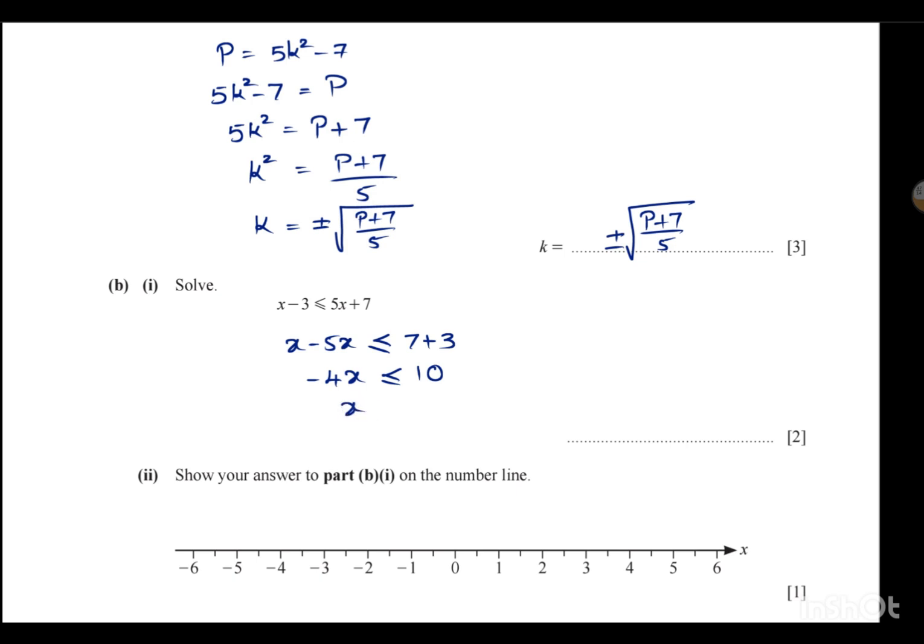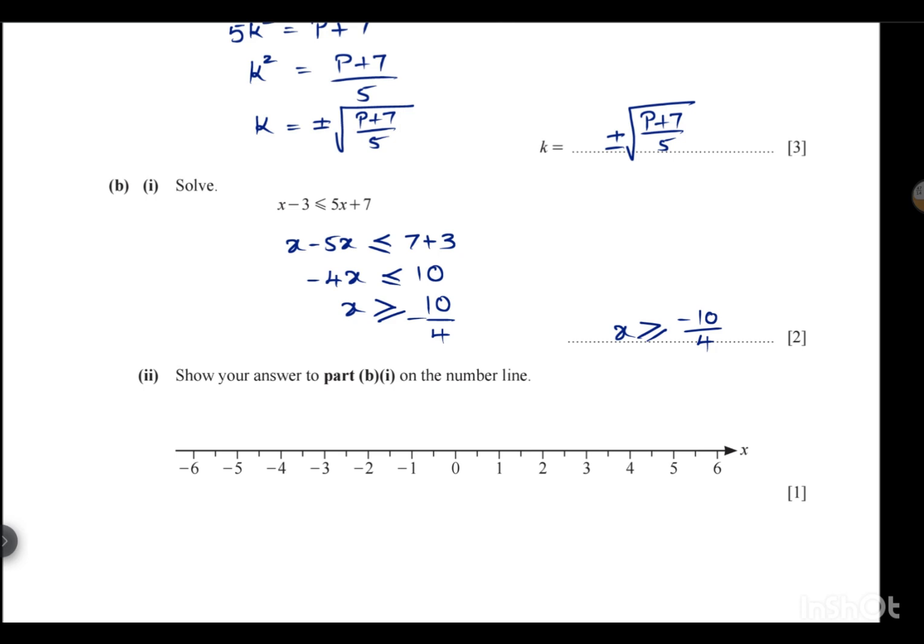So x will be, if you are bringing that to the right hand side, dividing by the negative number, the less than or equal to changes to greater than or equal to, and you get minus 10 by 4. So x is greater than or equal to minus 10 by 4 is the answer here.